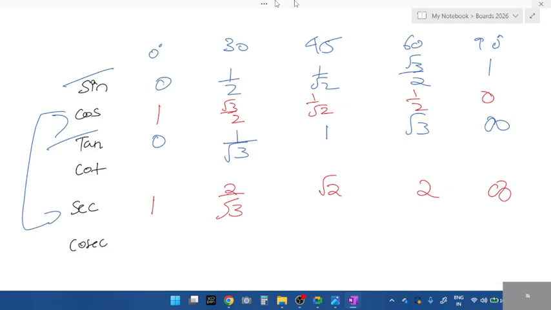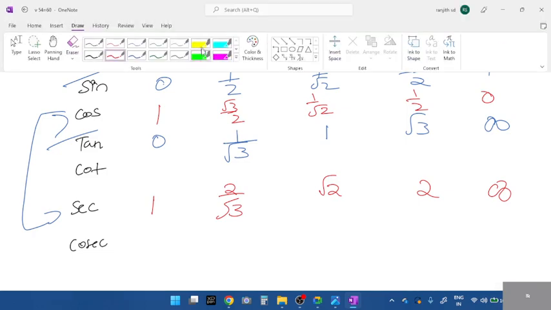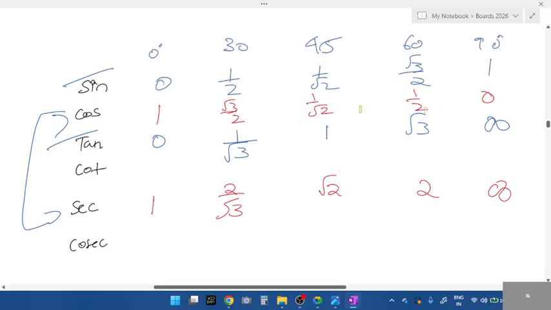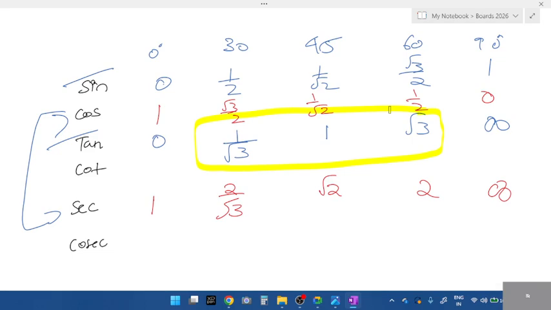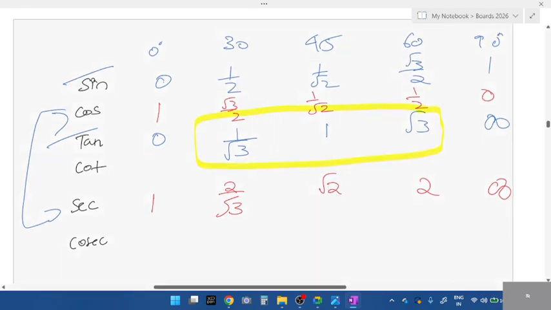That is cosec. Now, when it comes to the trigonometry table, you have to remember only these three formulas. Most important concept, these three. 30 degrees, 45 degrees, 60 degrees. If it is 30, use 1 by root 3. For 45, 1, and for 60, root 3. Okay, this was the trigonometry table.